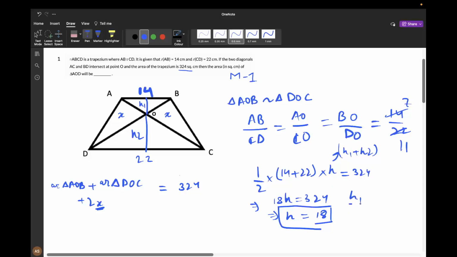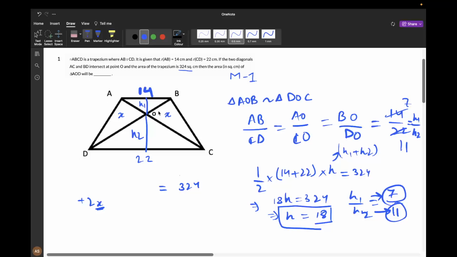So H1 and H2 are here. When we had the triangles similar, since the bases are in the ratio, the heights are also in the same ratio, that is 7 is to 11. That means H1 and H2 are also in the ratio of 7 to 11. And since the sum of H1 and H2 is 18, we can say that H1 is equal to 7 and H2 is equal to 11. After finding this out, we can easily calculate the area of triangle AOB and triangle DOC. Let's do it.